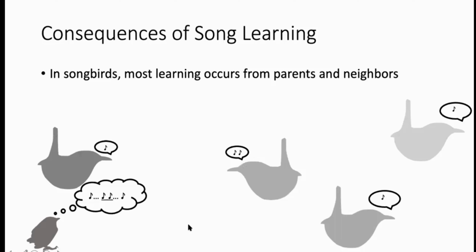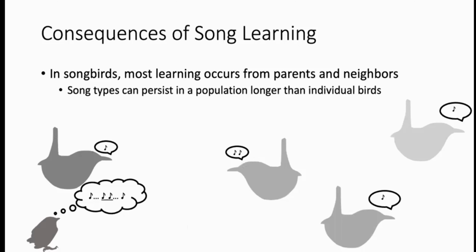In songbirds, most learning occurs from the parents, but also from the surrounding neighbors in the area. Most birds are imprinting on their species typical song right as they're leaving the nest. So they're imprinting in their natal habitat, and then going off, if they're migrants, to their wintering grounds, and then coming back, maybe to the exact same territory area, maybe going somewhere slightly different. Some of the implications for this are that song types can persist in a population a lot longer than an individual bird. If each chick is learning its song from its parent, and presumably that parent learned from their parent, you get this intergenerational passing down of a single trait that's lasting a lot longer than the lifetime of an individual bird.